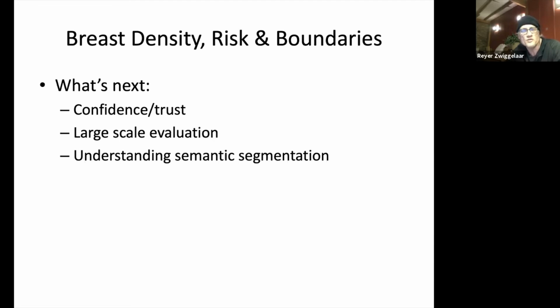Large-scale evaluation, you might have noticed the trend in some of the slides here, is something that we do as well. The other thing that we want to do, from a deep learning point of view or from a machine learning point of view, is have an understanding of the semantic segmentations that we are getting. So why does it segment certain aspects of the image, and how does that benefit us in understanding what we're doing with these approaches?